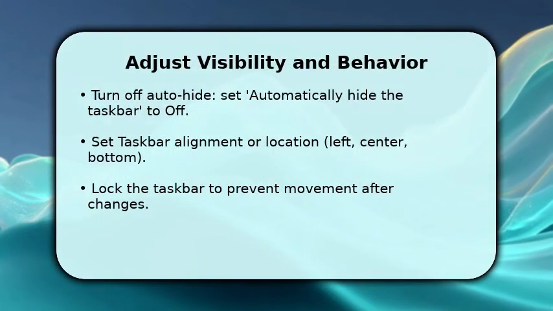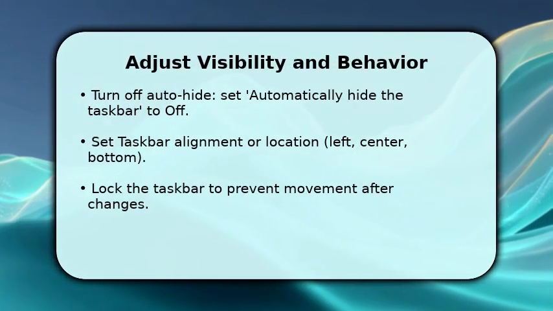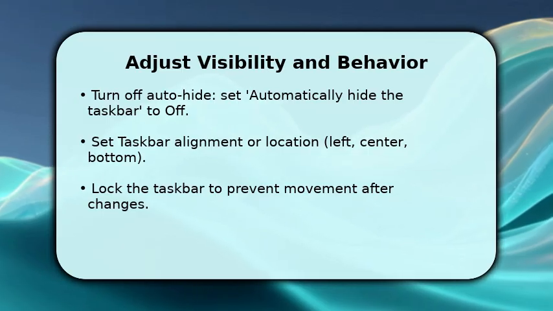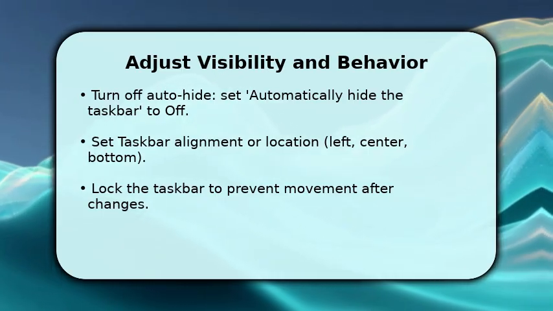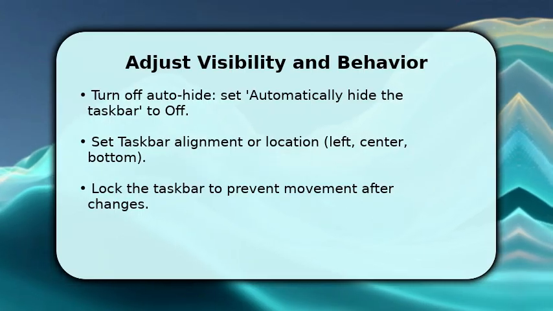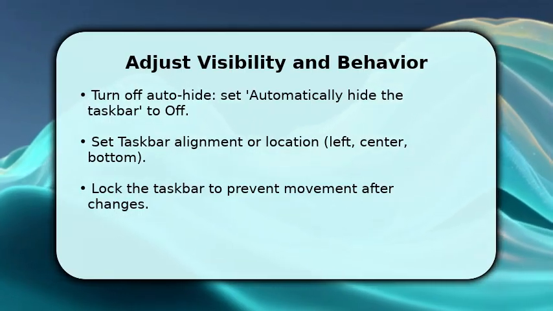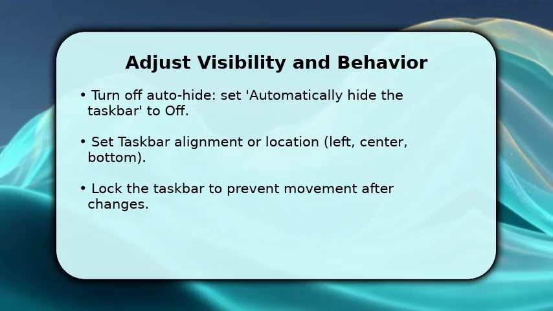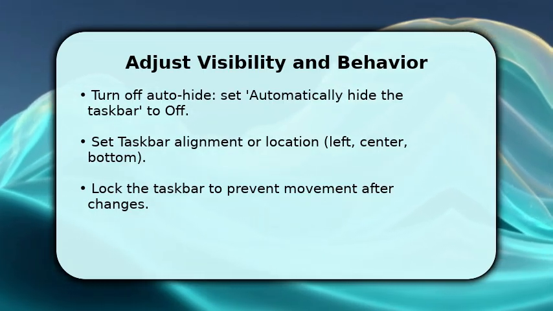You'll now change the behavior that causes disappearance. Find Automatically Hide the Taskbar and toggle it off so the bar stays visible. Next, set alignment and the taskbar location. Moving it to the bottom can reduce accidental hiding and works better with multiple monitors.